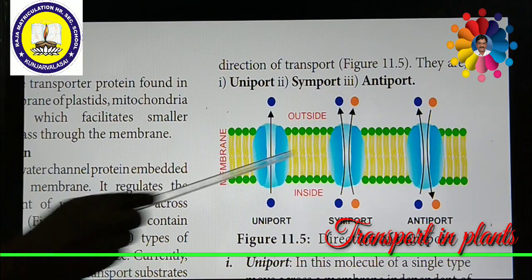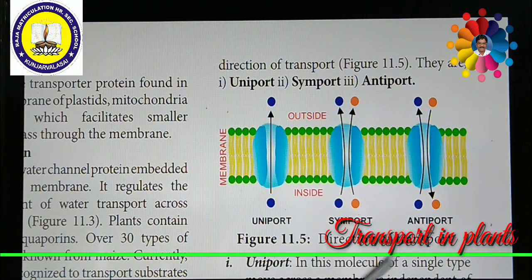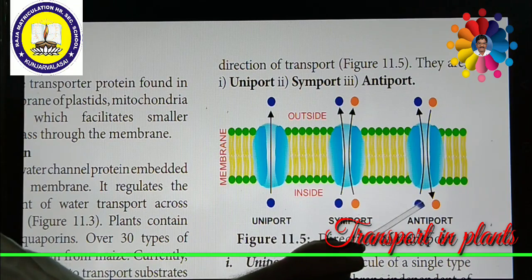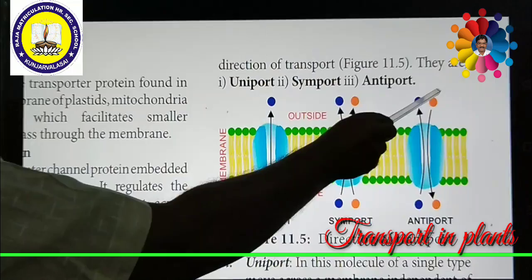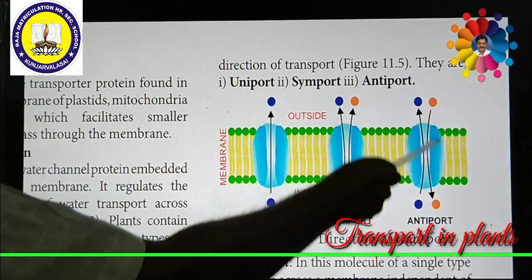Another protein pathway is called antiport. That means here also two molecules are transported, but in opposite directions. See here. This is a molecule which is taken from inside to the outside, but on the other hand, another molecule is taken from outside to the inside.